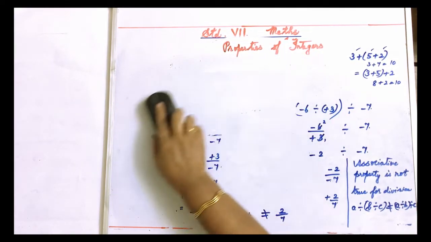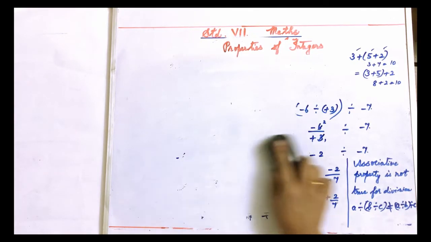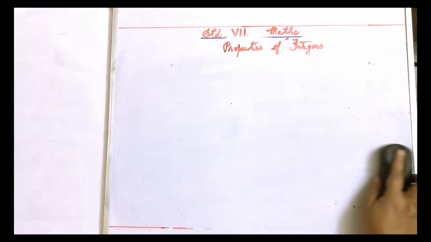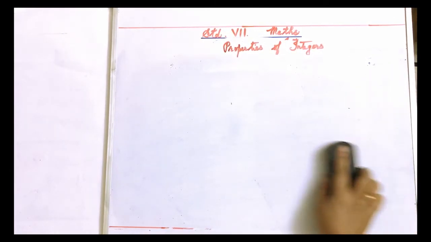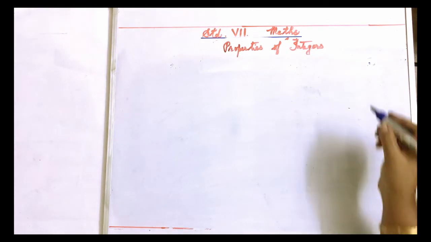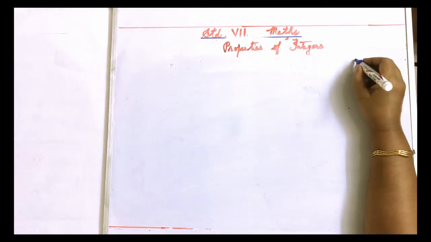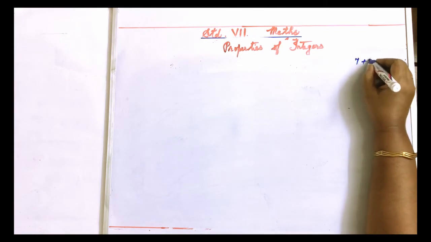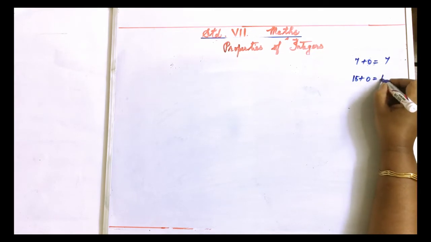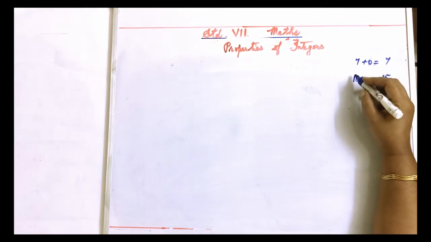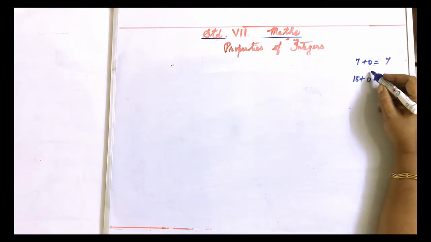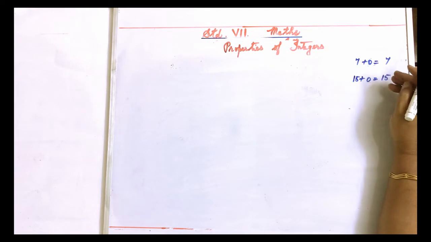Next we are going to see additive identity. In 6th standard you have studied that if 0 is added to any whole number, for example 7 plus 0 equals 7, 15 plus 0 is equal to 15, we get the same whole number, and this property is called additive identity. The same we are going to apply for integers.